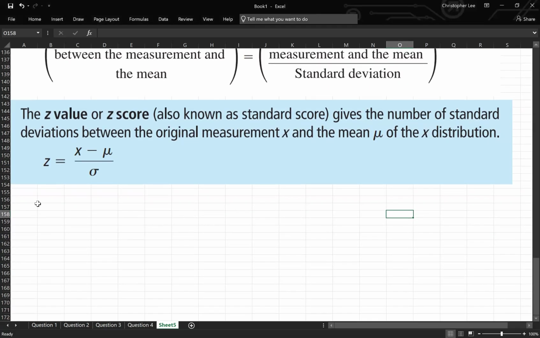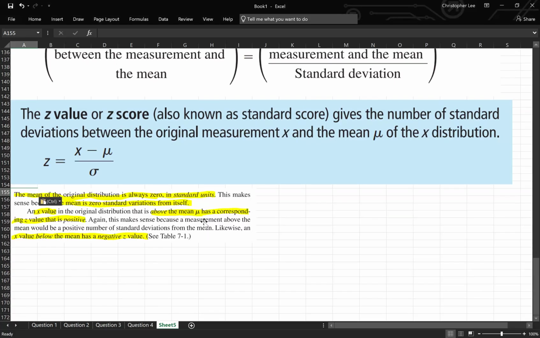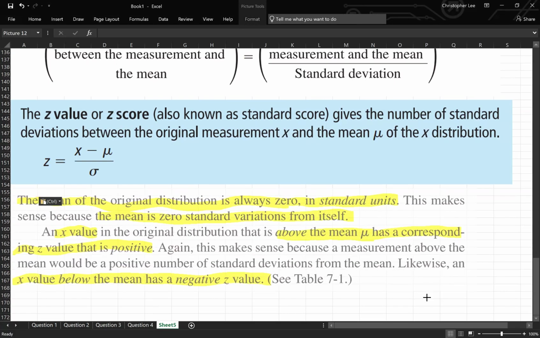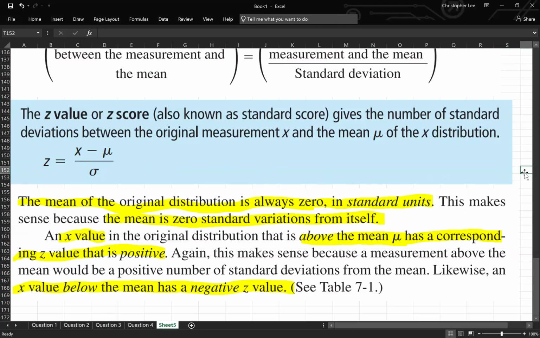So let's talk about our standard score. The mean of the original distribution is always 0 in standard units. This makes sense because the mean is 0 standard deviations from itself. An X value in the original distribution that is above the mean mu has a corresponding Z value that is positive. Again, this makes sense because a measurement above the mean would be a positive number of standard deviations from the mean. Likewise, an X value below the mean has a negative Z value. Good stuff.